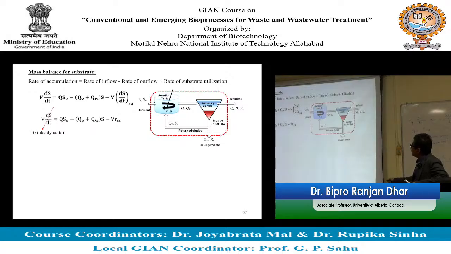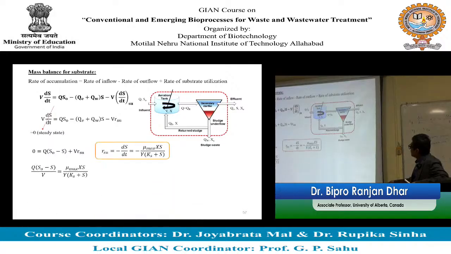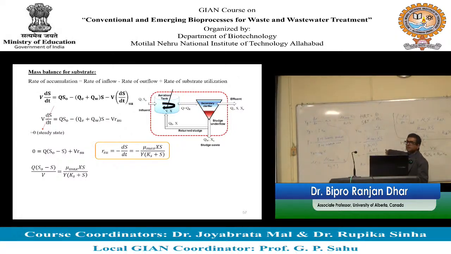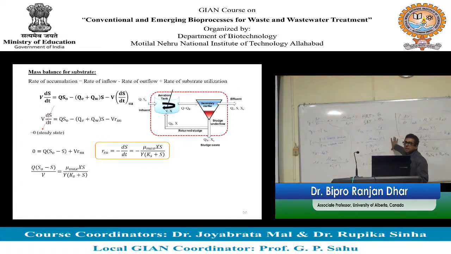Okay, so now this is what we have left. So now Q(S naught minus S) divided by V, and mu max X S divided by Y(Ks plus S), right? So basically here, for the substrate utilization rate, we have this equation. So what is that equation? This equation, right? So I just replace rsu with this equation here.